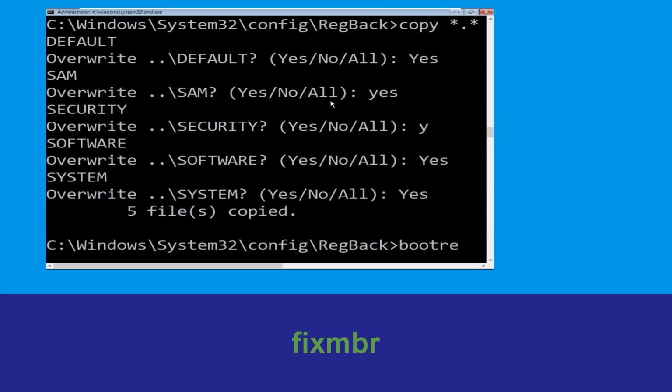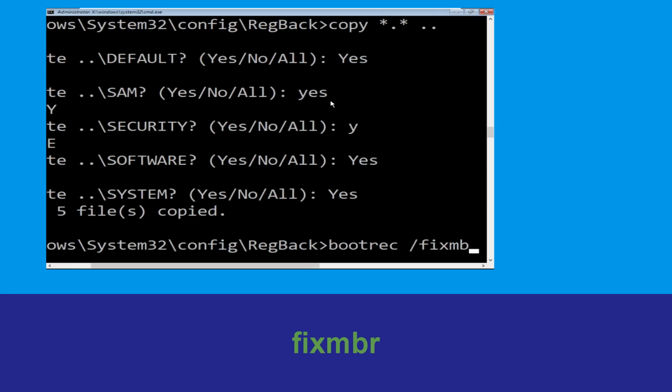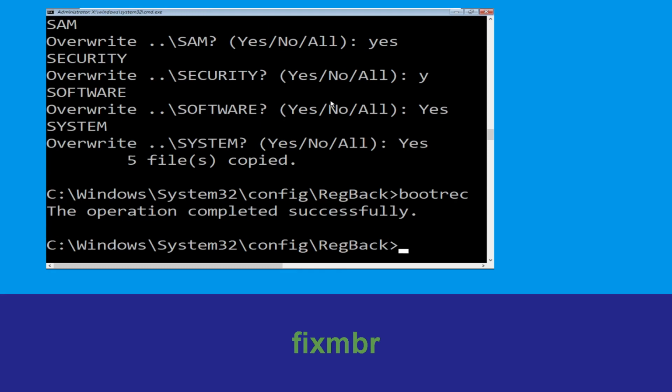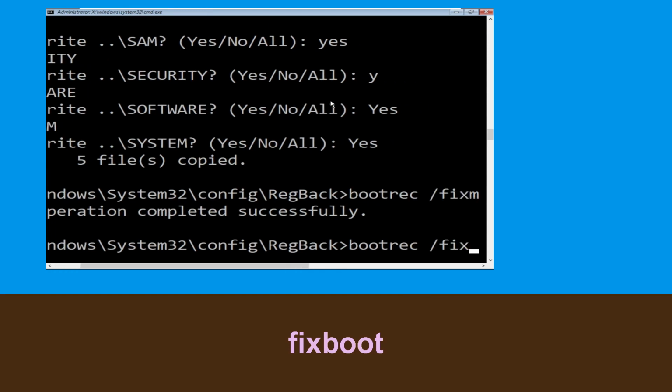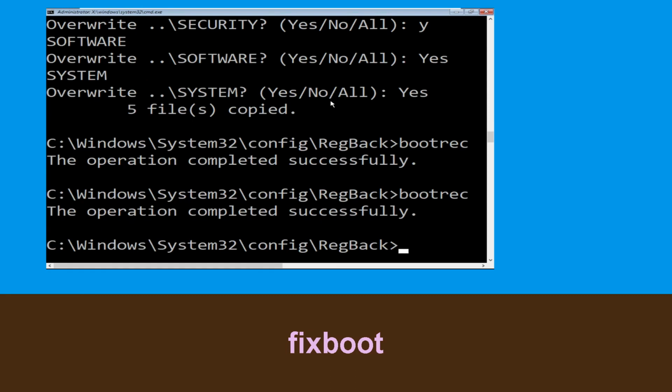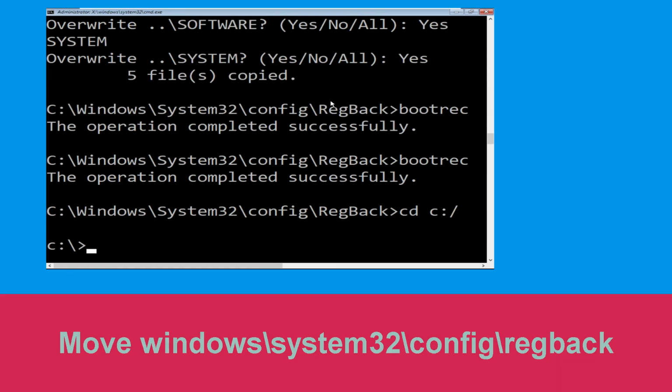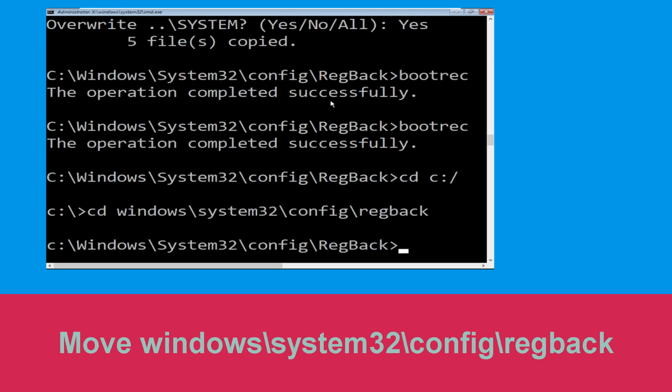Now type bootrec space /fixmbr and simply hit enter. Now type bootrec space /fixboot and hit enter to execute. Now type cd space c:/ and simply hit enter. Now execute this command. Type cd space Windows/System32/config/regback, then simply hit enter to execute this command.